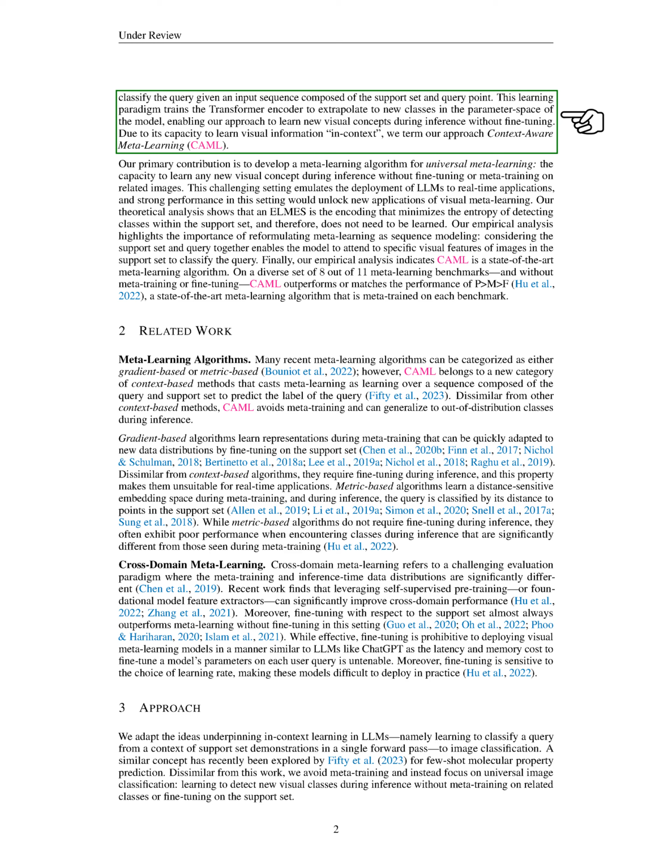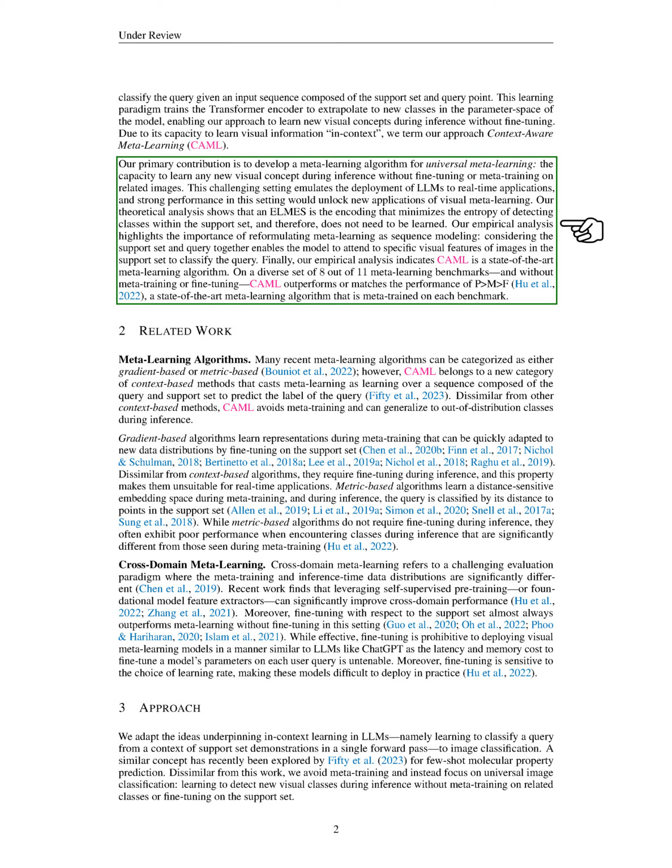This learning paradigm trains the transformer encoder to extrapolate to new classes in the parameter space of the model, enabling our approach to learn new visual concepts during inference without fine-tuning. We call our approach context-aware meta-learning, CAML. Our main contribution is to develop a meta-learning algorithm for universal meta-learning, the ability to learn any new visual concept during inference without fine-tuning or meta-training on related images.